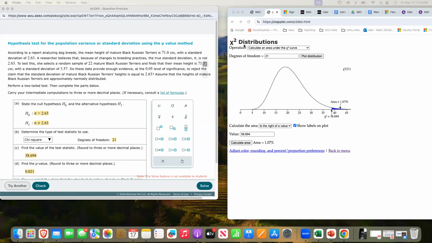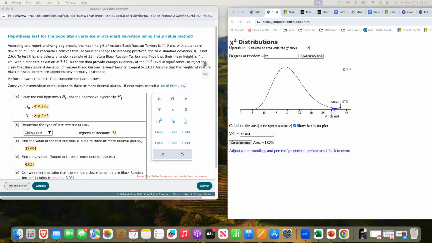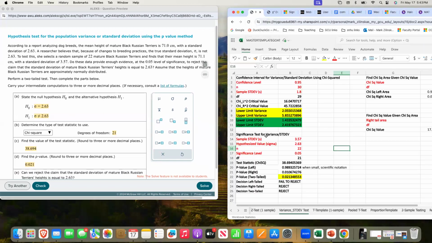We talked a little bit about those, like I said before, when we were estimating, so you can refer back to the big idea from week 4 about chi-square distributions. But I'm just going to go through how you would go about doing this problem. Notice they give you in the scenario all the necessary information, and we are going to be using this master template here for a significance test for variance or standard deviation.